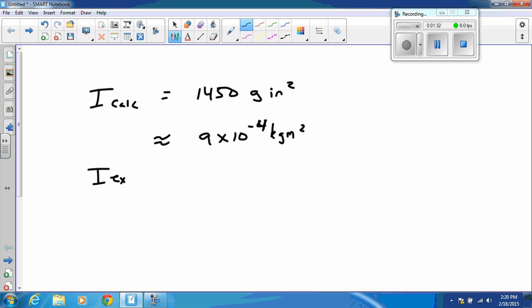When we actually did the experiment, and he did the calculations from that experiment, he got something around 7 times 10 to the minus 3rd kilogram meters squared. Don't be fooled. This is 70 times 10 to the minus 4th compared to 9 times 10 to the minus 4th, so that's a factor of somewhere around 7 or 8 different. Those are really, really different numbers. So the question is, what does that mean for us? Well, it means that either our calculation failed, or our experiment failed, or both.